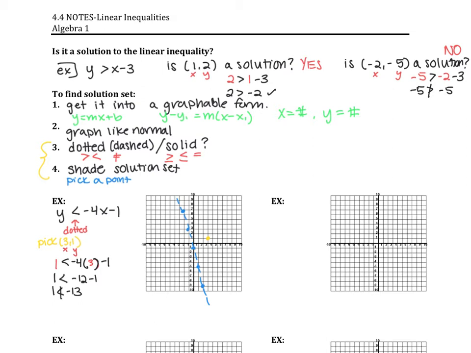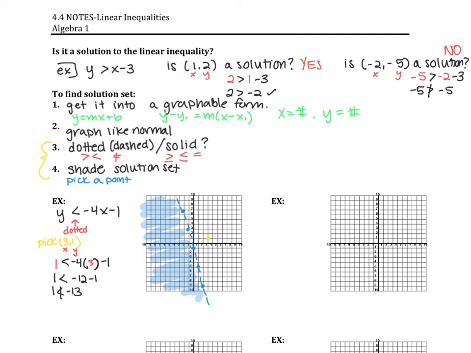So here's what that tells me. The side that 3, 1 is on, this side over here, is not where my solutions are. So it means that the solutions that I want are all on the other side. So I am going to shade the other side, and that represents my solution set.